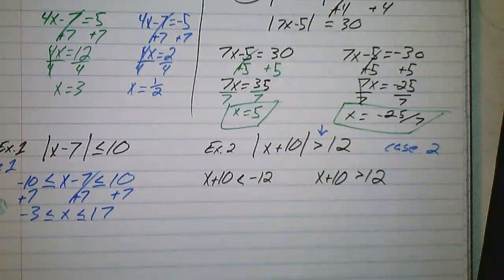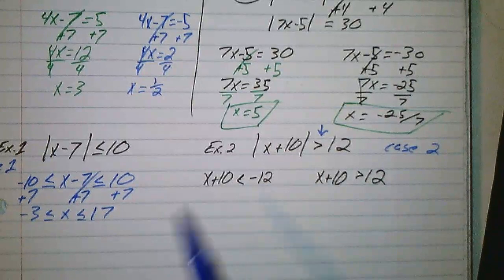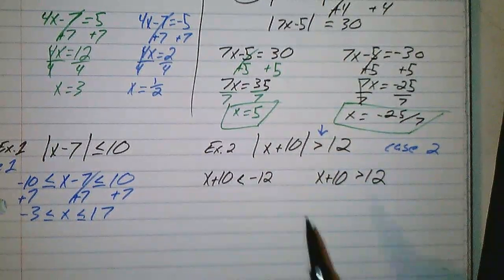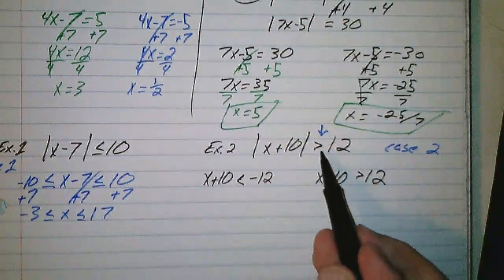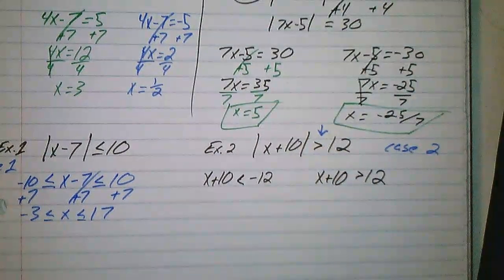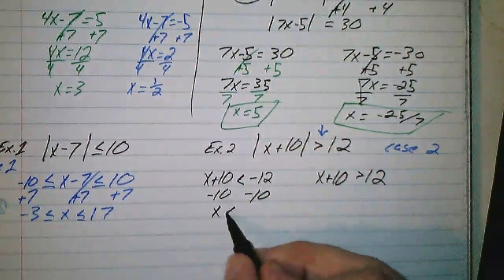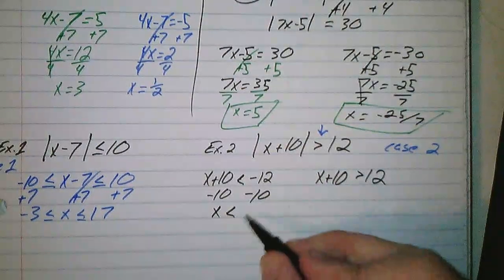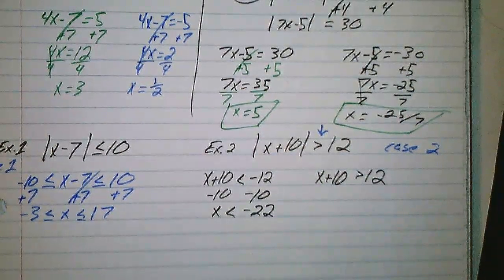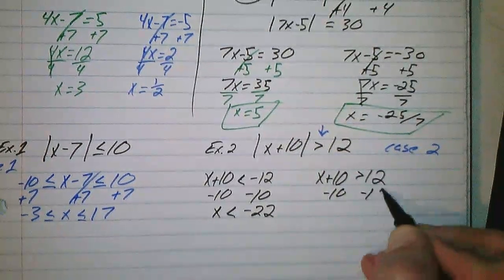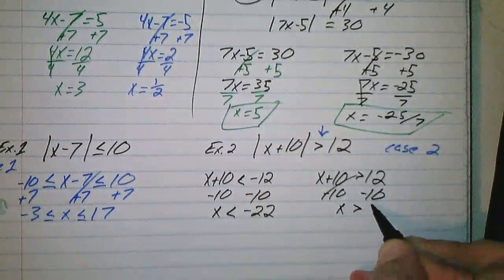So if it's greater than, that's case 2. I'll make another video going over absolute value inequalities and talking in depth about case 1 and case 2. But here we have our two separate inequalities in a greater than absolute value inequality. And the actual work isn't difficult at all. It's just knowing how to set up the problem. We get that x is less than negative 22. Over here, I subtract the 10 to get x is greater than 2.